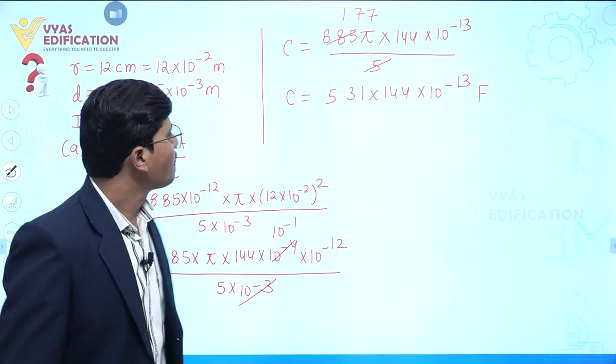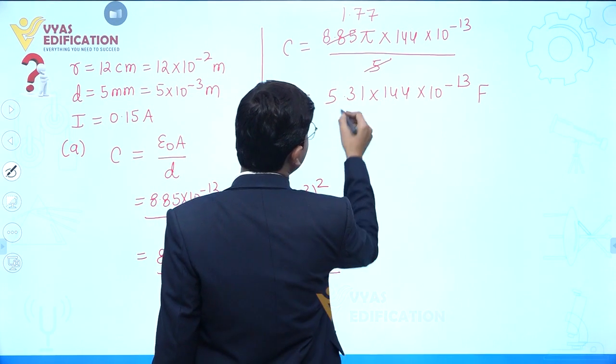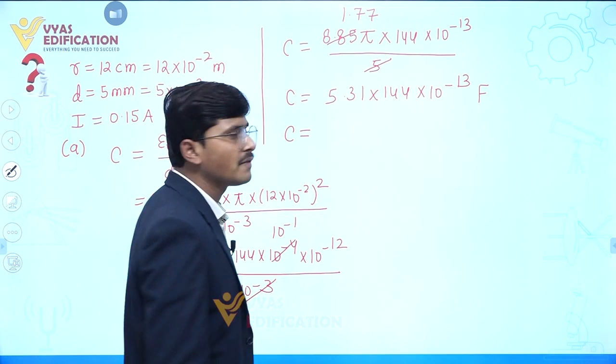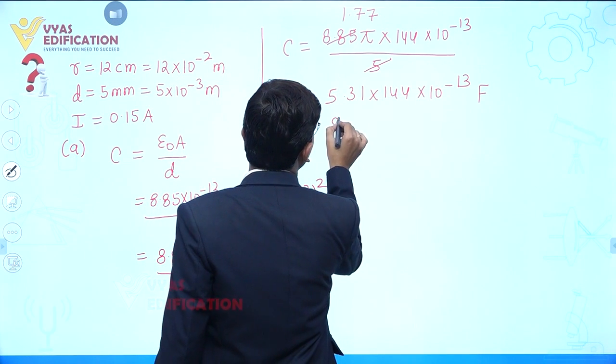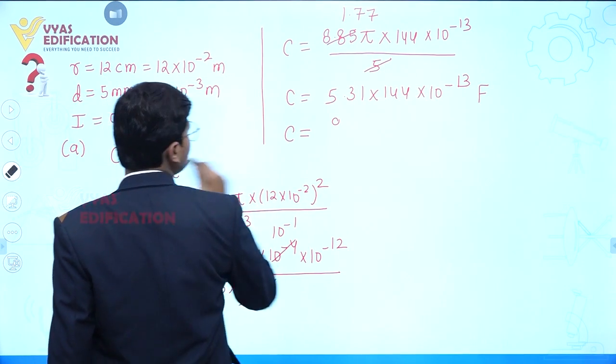Clear? So now if you multiply 5.31 with 144, near about, if we take this as 5.5, so 5.5 means we can say this is 11 divided by 2, near about.